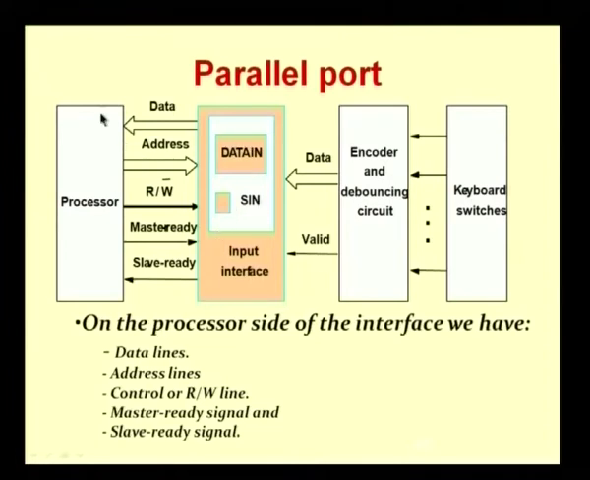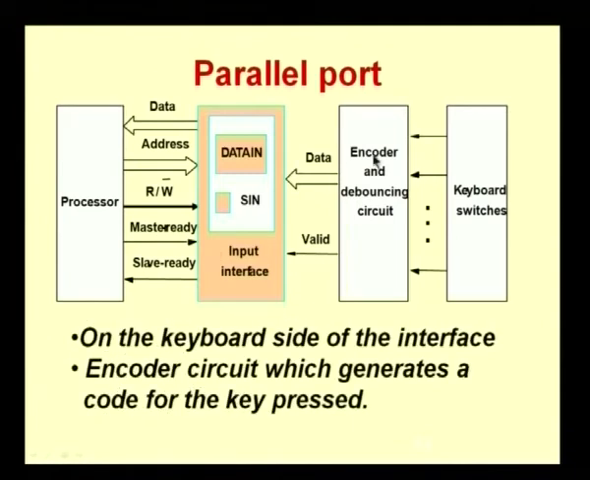So, on the processor side we have these signals. On the keyboard side of the interface, we have an encoder circuit, which is responsible for generating the code for the key pressed. Remember that there are multiple switches available on the keyboard. So, when a particular switch is pressed, you need to have an identification mechanism to identify what key is pressed and encode that particular key and send it as the data to the interface. So, on the keyboard side you will have an encoder circuit which generates a code for the key pressed.